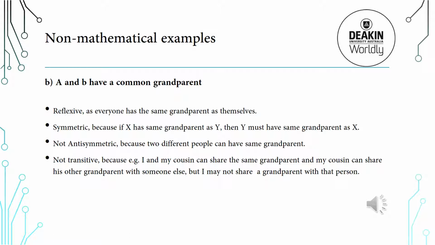And also it's not transitive because, for example, I and my cousin can share a grandparent, and my cousin can share his other grandparent with someone else. But I may not share a grandparent with that person.